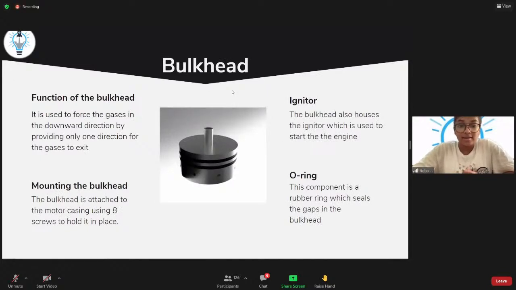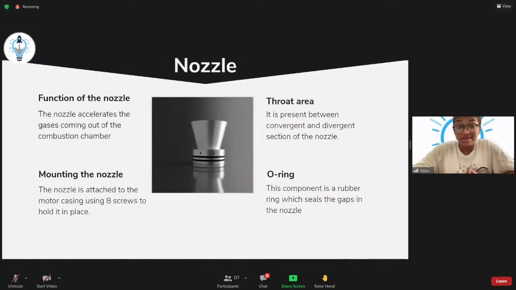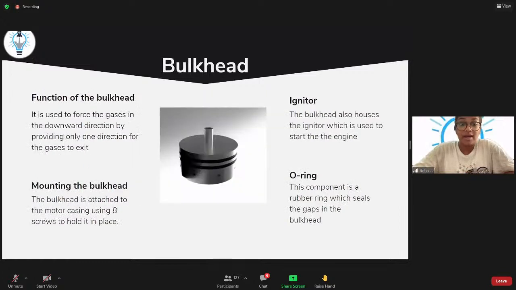The bulkhead's outer curved surface area is polished and it is attached to the motor casing by hammering 8 screws. Next is the O-ring, which is a rubber ring which seals the gaps in the bulkhead. There are 2 O-rings present to provide more redundancy.